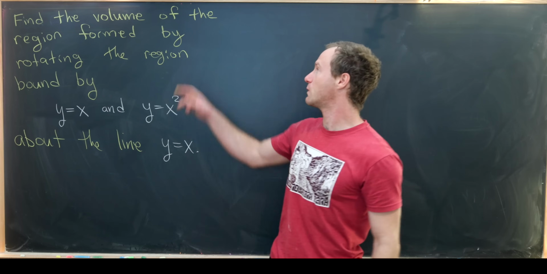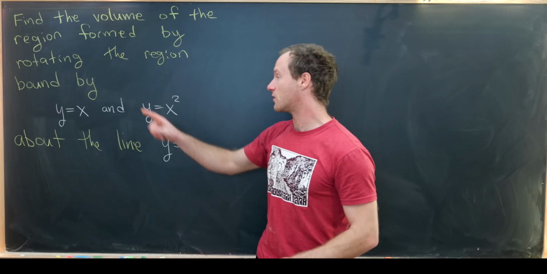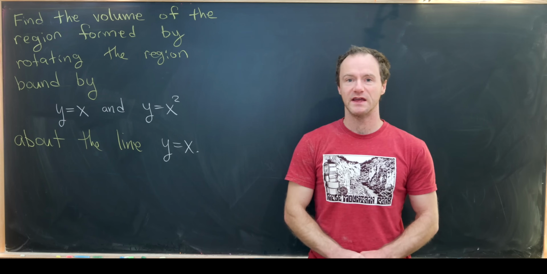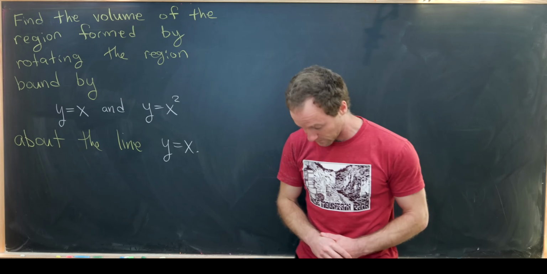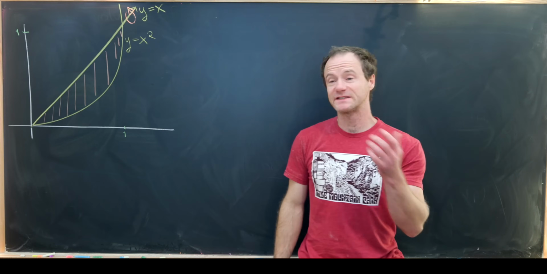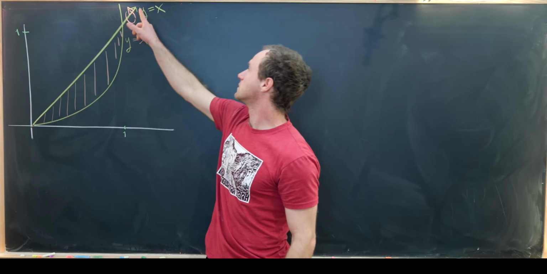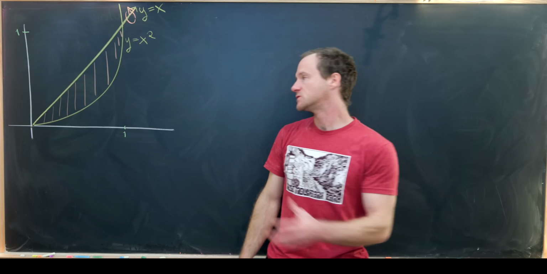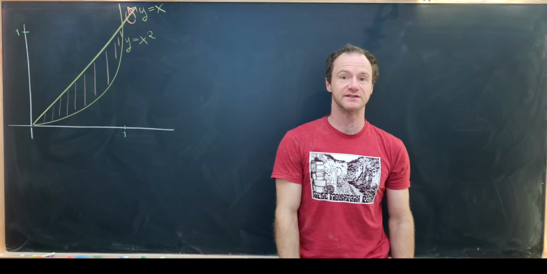So in particular, we want to find the volume of the region formed by rotating the region bound by y equals x and y equals x squared about the line y equals x. Well, seeing this setup in all of these words is not super helpful. So let's maybe get a nice picture on the board in place of these words. That's better. So notice we've got our xy coordinate plane. We have our line y equals x, and then we have our parabola y equals x squared. So notice this region between x equals 0 and x equals 1 is bound by these two curves.